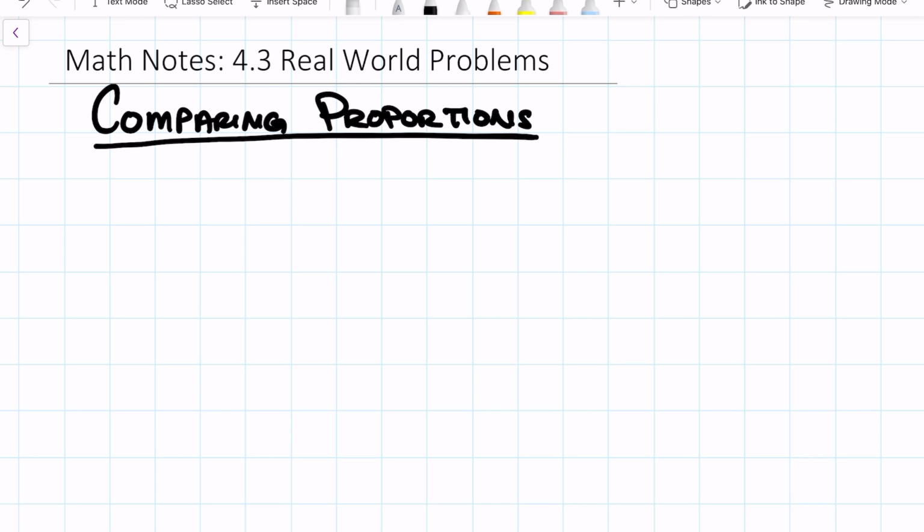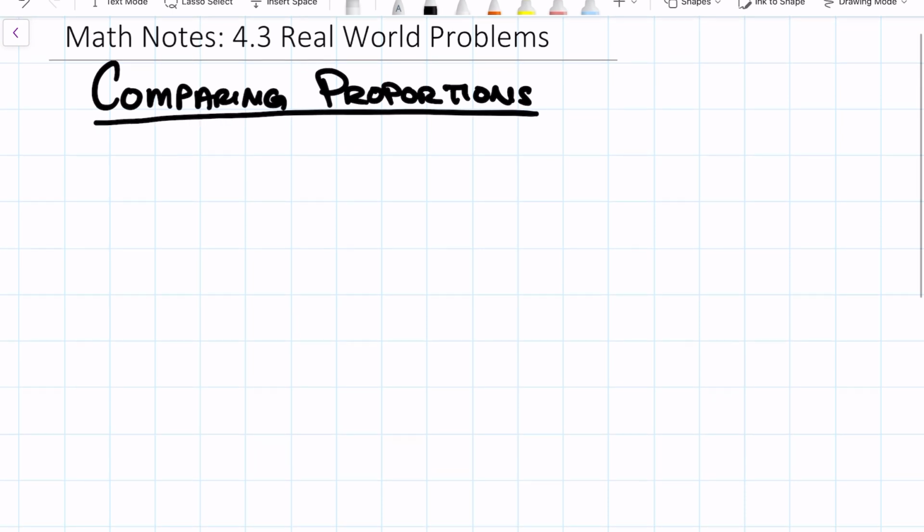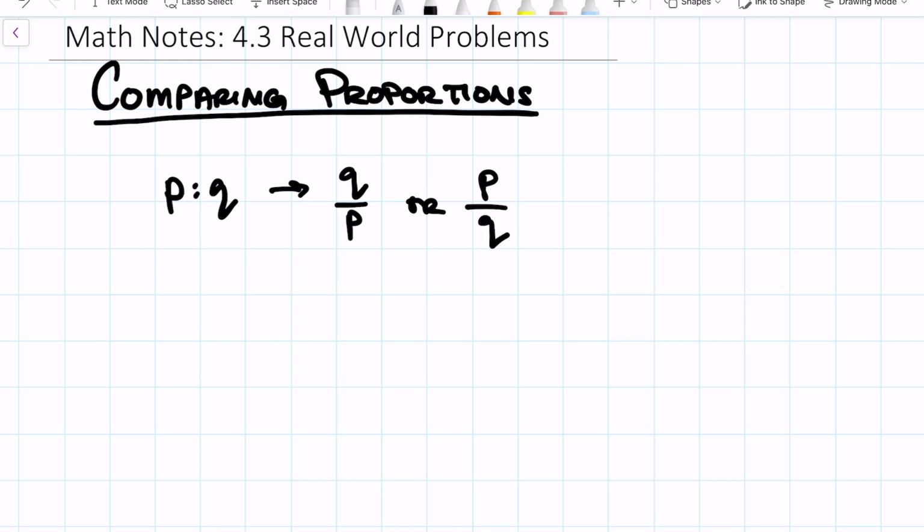First of all, remember that you can turn proportions into fractions. So if I have something like a ratio of P to Q, you remember that you can turn it into Q over P. It could also be P over Q, I do want to emphasize that. But the reason I am telling you to turn it into Q over P is that for the constant of proportion, it's so much easier to handle or answer that.